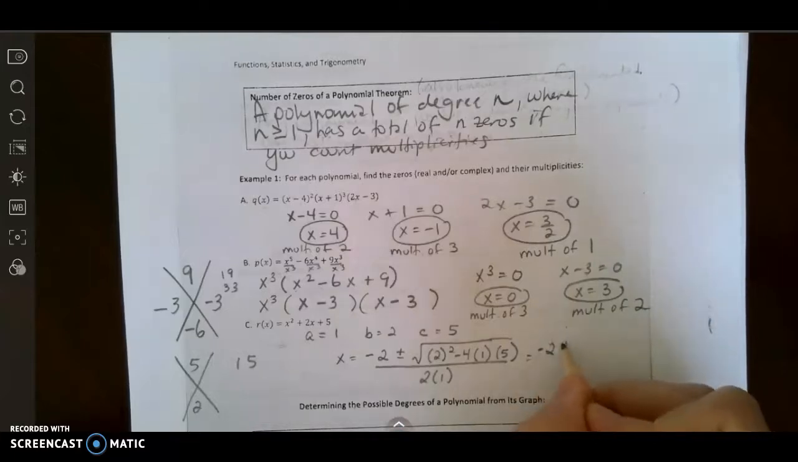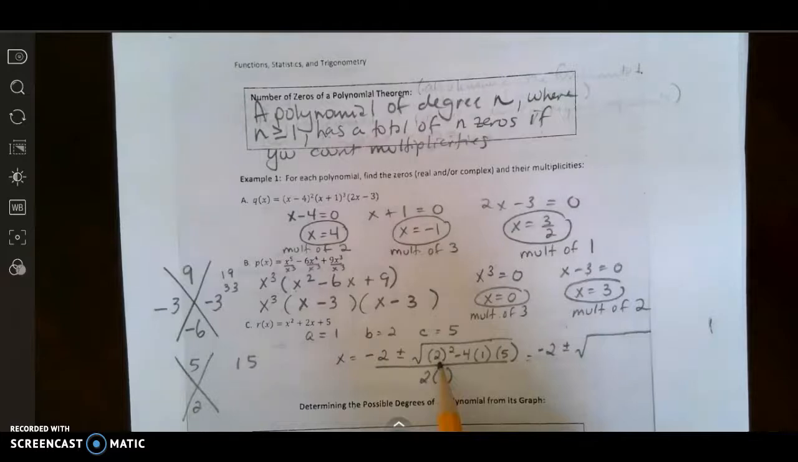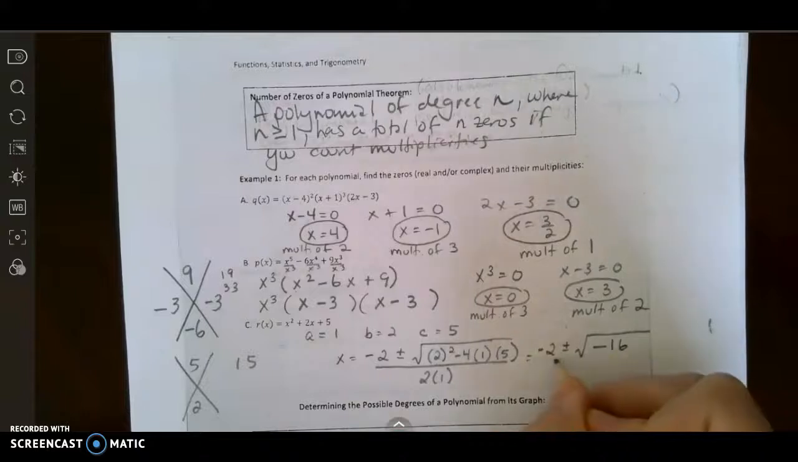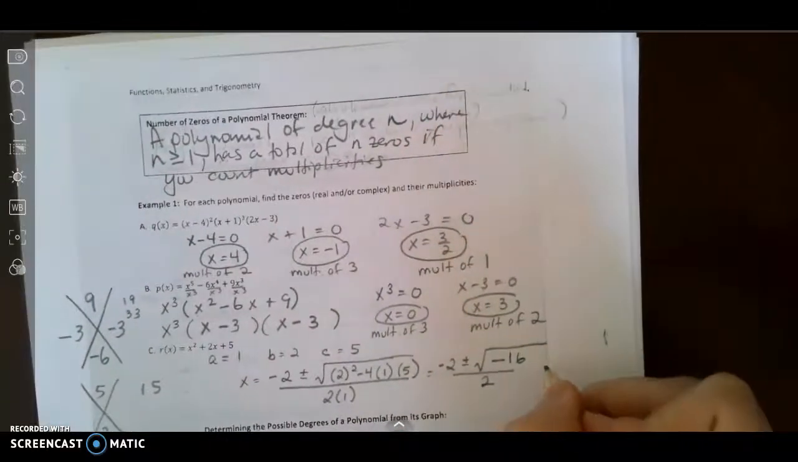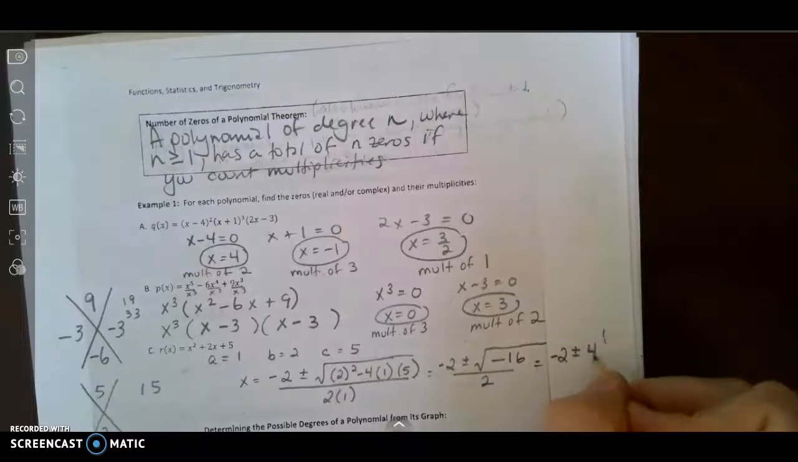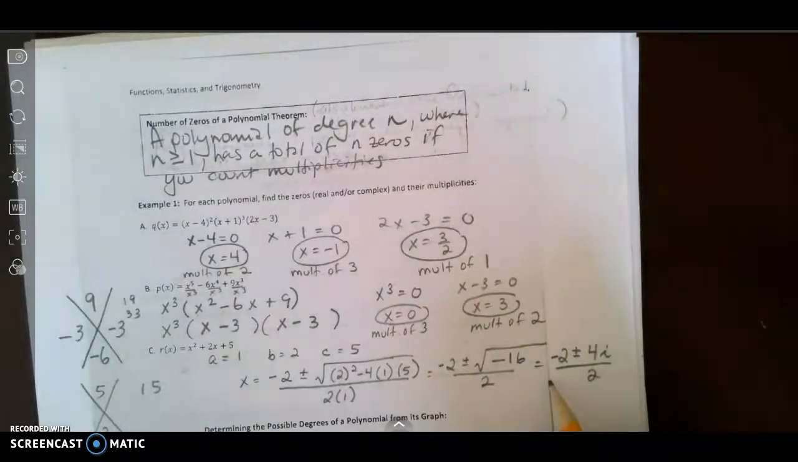So that's negative 2 plus or minus. I'm going to put this in my calculator. Actually, I can do this in my head. 4 minus 20 is negative 16. So I get negative 2 plus or minus 4i divided by 2. Therefore, each of these can be divided by 2, and I get negative 1 plus or minus 2i.